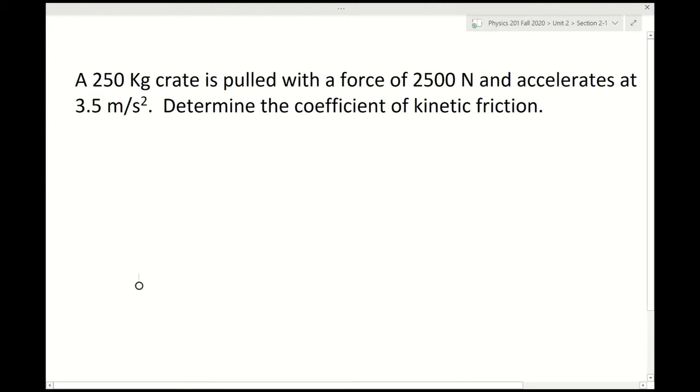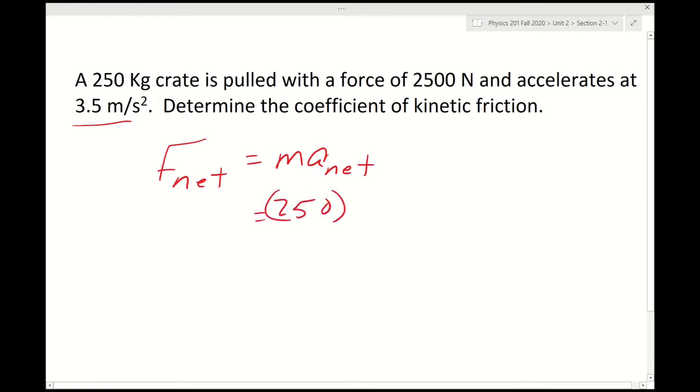A 250 kilogram crate is pulled with a force of 2,500 newtons and accelerates at 3.5 meters per second squared. Determine the coefficient of kinetic friction. Well, we know that the net force is equal to the mass times the net acceleration. It's a 250 kilogram crate with a net acceleration of 3.5. So we have 875 newtons for the net force.